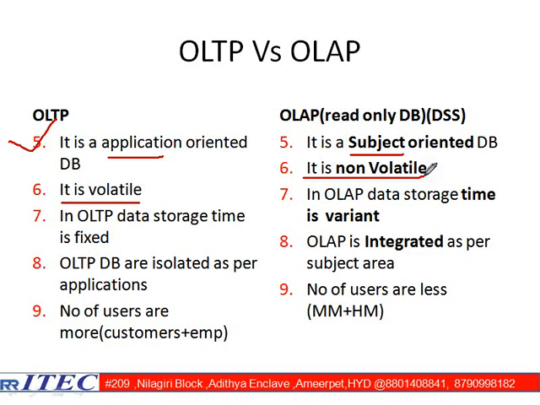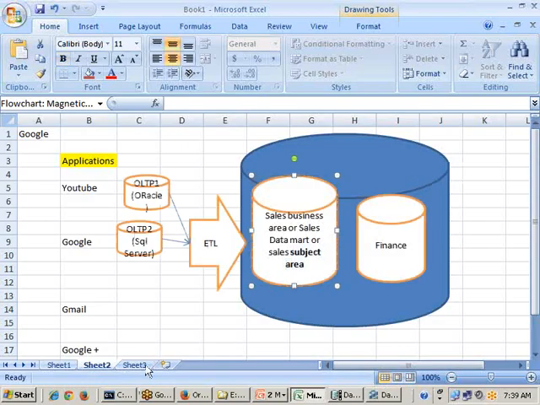In my case, OLTP and OLAP: the data is changing in OLTP, so OLTP is called volatile. Data is not changing here in OLAP, that is the reason it is called non-volatile. Let us go and take one example.